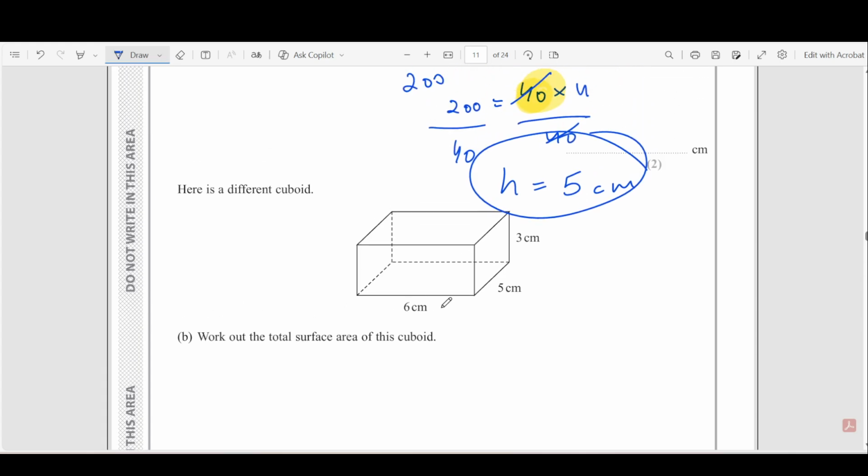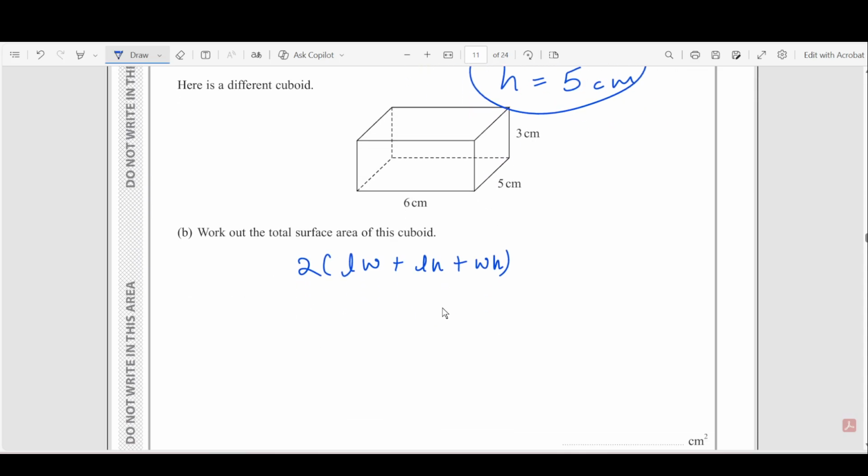Okay, then we have been given one more cuboid. We need to find the surface area. This time we have been given all of them, I mean length, width and height, as you can see. So the surface area formula for a cuboid is 2 times length times width plus length times height plus width times height.